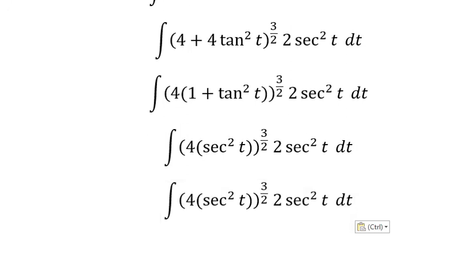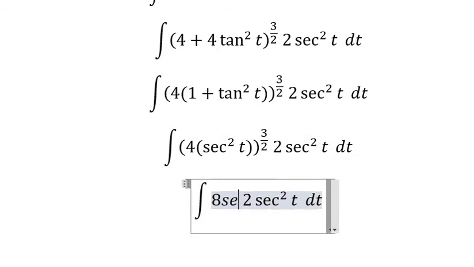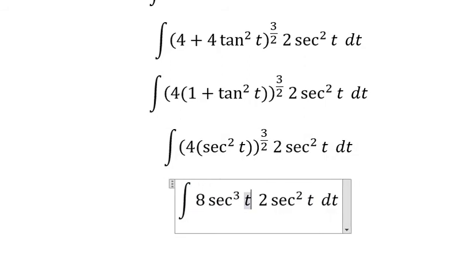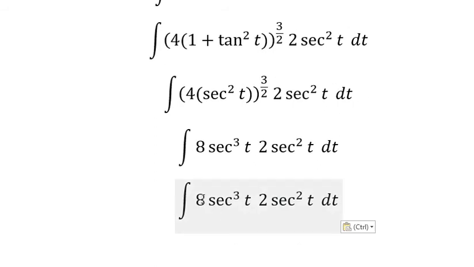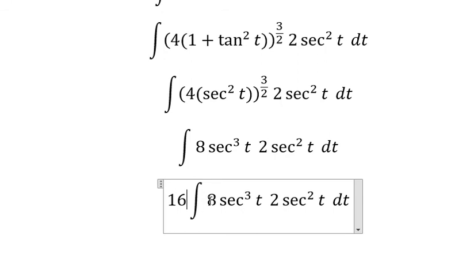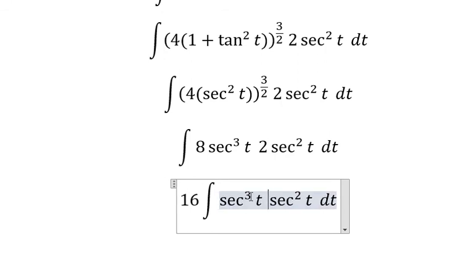We will get 8 secant of t to the power of 3. Number 8 and number 2, you get 16. This one with this one, you get secant of t to the power of 5.